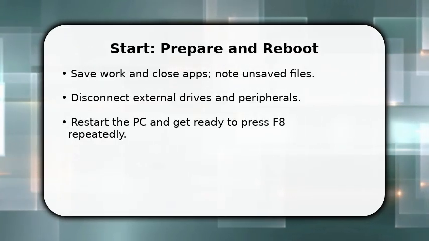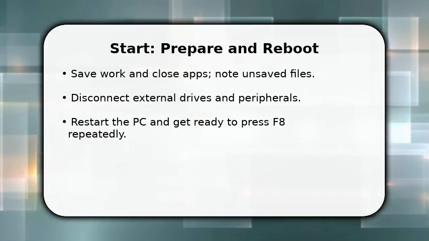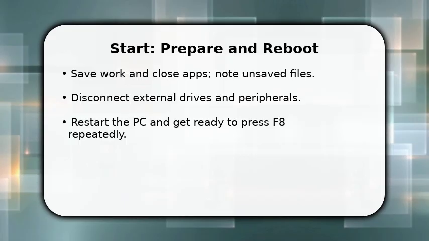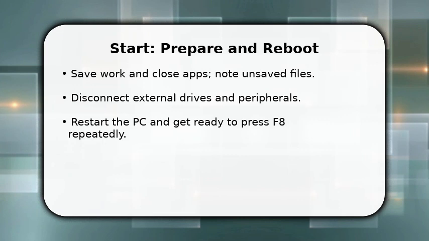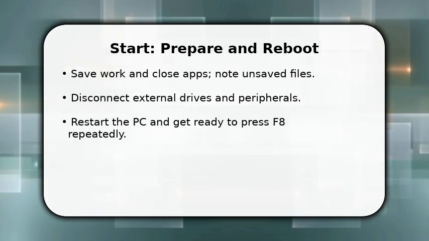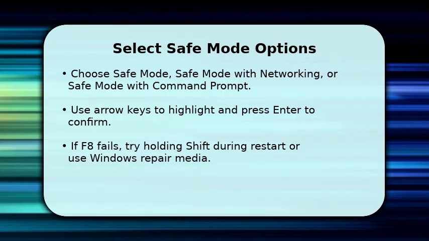Now restart the computer and, as it boots, press F8 repeatedly to open the Advanced Boot Options menu. This key triggers Windows 7 to pause the normal boot and present recovery and troubleshooting choices, so you can pick a safe startup environment. Once the advanced boot options appear, you must decide which safe mode to use.